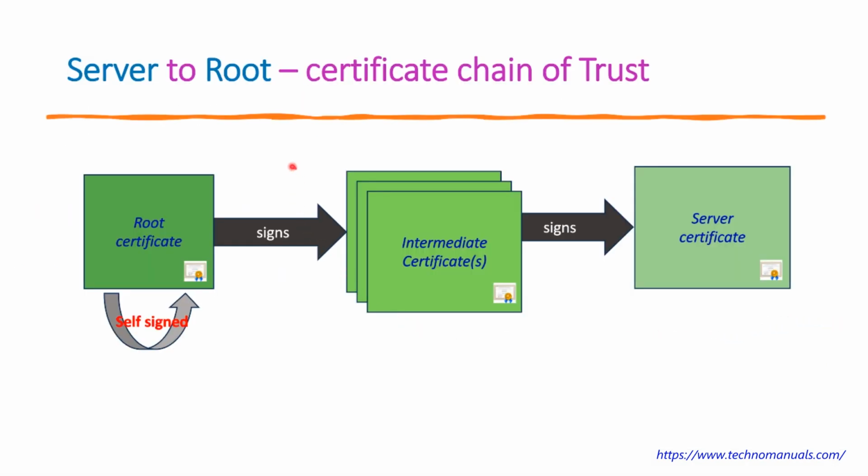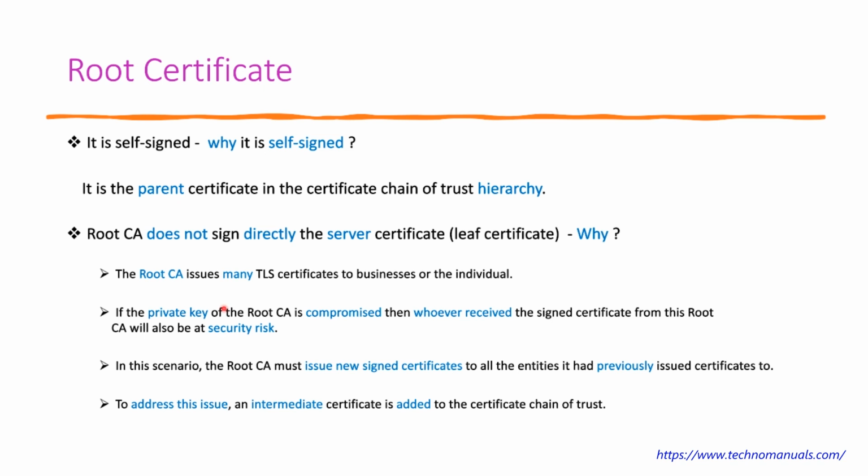Server to root certificate chain of trust. In this diagram, you can see the root certificate signs the intermediate certificate, the intermediate certificate signs the server certificate, and the root certificate is self-signed. Why is the root certificate self-signed? It is the parent certificate in the certificate chain of trust hierarchy. The root CA does not sign the server certificate directly.